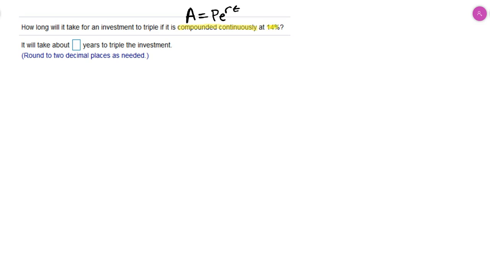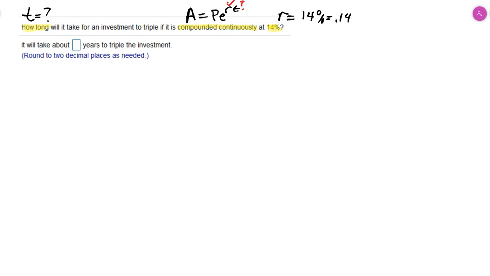This value of 14%, that's going to tell us our interest rate is 14%, and we'll write that in decimal form, which is 0.14. And it says how long in our question, which means that we're looking for the time. That is our unknown. So looking at my formula again, we are looking for time, so that's my question mark. We were given the interest rate, but I don't see any other real numbers in this problem.